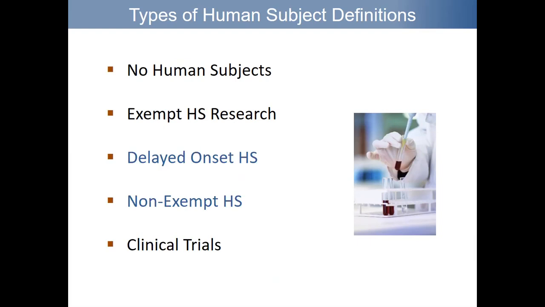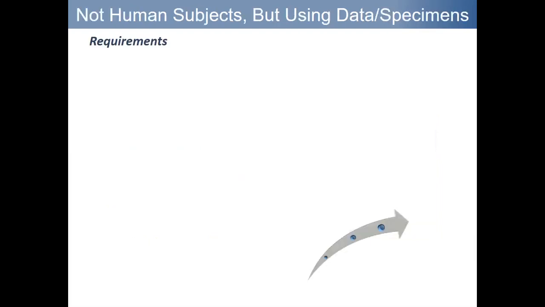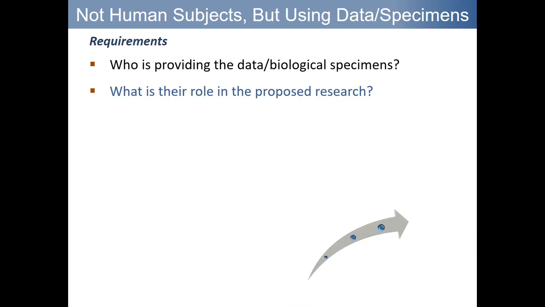So the first of these is no to human subjects. The NIH has a category where your study is not considered human subjects, but you are using data or specimens. The requirements for this are essentially that you have to provide an explanation of who is providing the data or biological specimens to you for your study, and what their role is, if any, in the proposed research. So for instance, are they a totally unaffiliated third party that's just providing them to you, or is the person providing them a co-investigator or researcher on the grant that you're applying for?